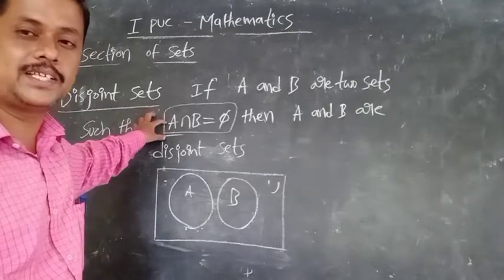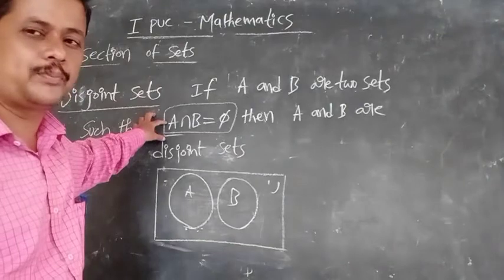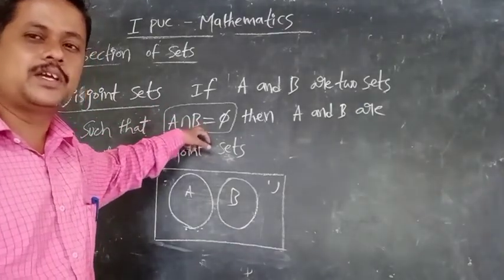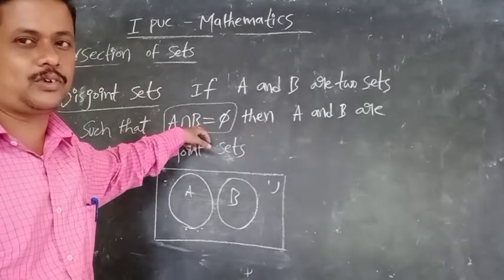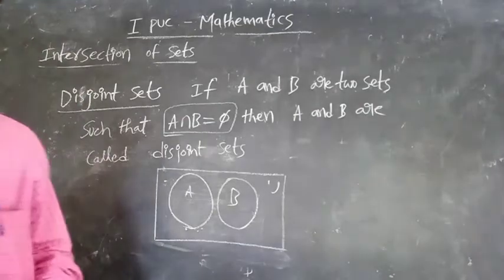Disjoint set means what is the condition, my dear students? A intersection B is equal to phi. If you prove this condition, it will automatically become a disjoint set. Okay, disjoint sets. Let us now take some properties.